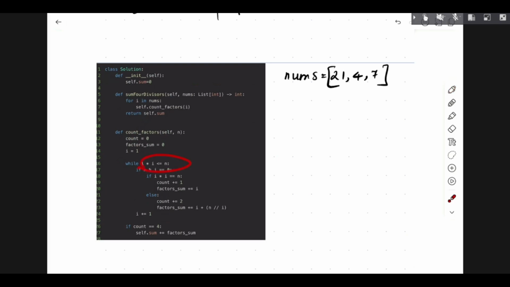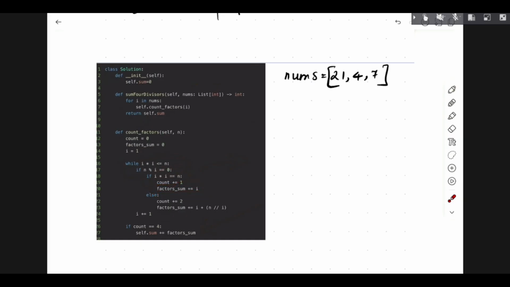After doing that check, we are checking the different condition. We are checking if it is divisible. That's the same thing which we are doing here. And if it is divisible, then we are checking if it is the last one that is divisible. Here we are checking the case like 6 into 6 equal to 36. If that criteria is satisfied, then in that case only one value should be added to the factor sum. That's why the count is 1.